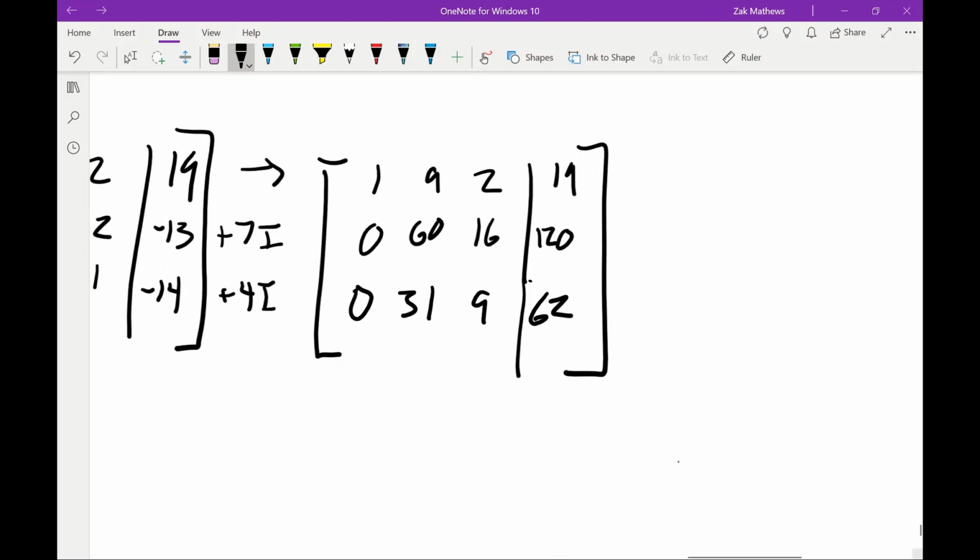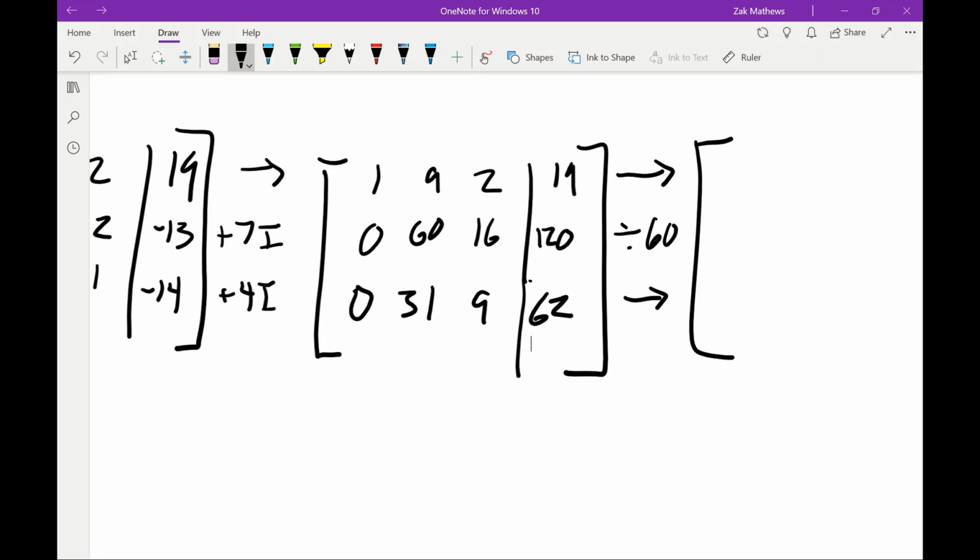All right, at this point, I need this to be a 1. So we have to divide here. I'm going to leave the first row alone for now. To get this to be a 1, I'm going to divide by itself. I'll leave the third row alone in this case.